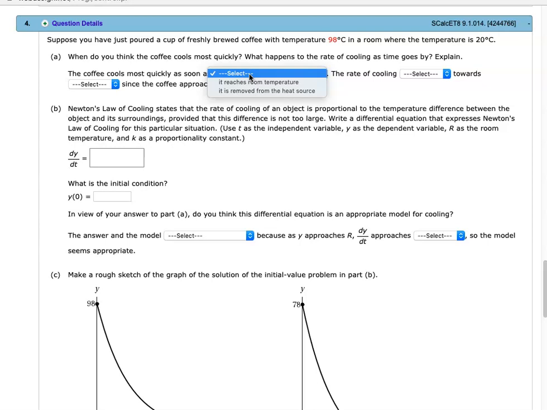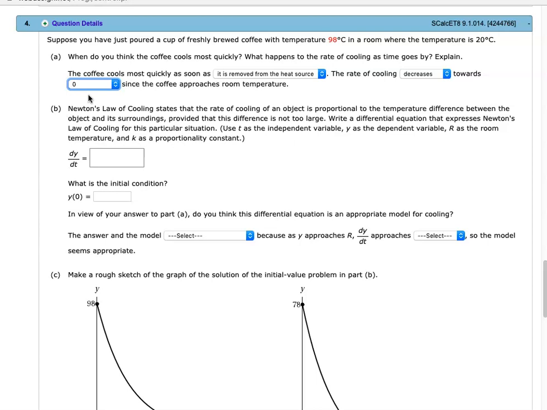All right, so when it is removed from the heat source, the rate of cooling decreases towards 0. We're talking about the rate, not the temperature, the rate, right? The rate of cooling decreases towards 0 since the coffee approaches room temperature. This is called Newton's law of cooling. Newton's law of cooling says the rate of change of the temperature of an object is proportional to the difference between the temperature and the temperature of the surrounding medium.